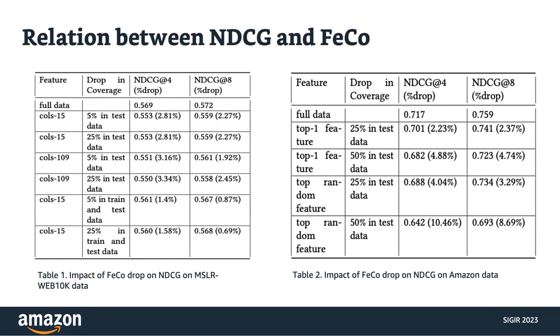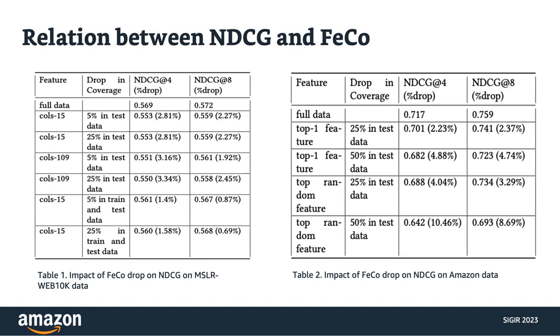There, a 5% drop in the FICO in the test data resulted in a 3.16% drop in IndiCG at 4 and a 1.92% drop in IndiCG at 8. On further dropping the FICO by 25%, we observed the IndiCG at 4 to drop by 3.34% and IndiCG at 8 to drop by 2.45%.